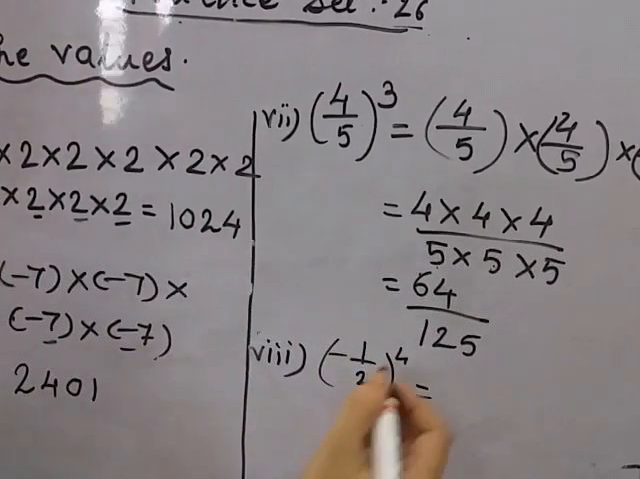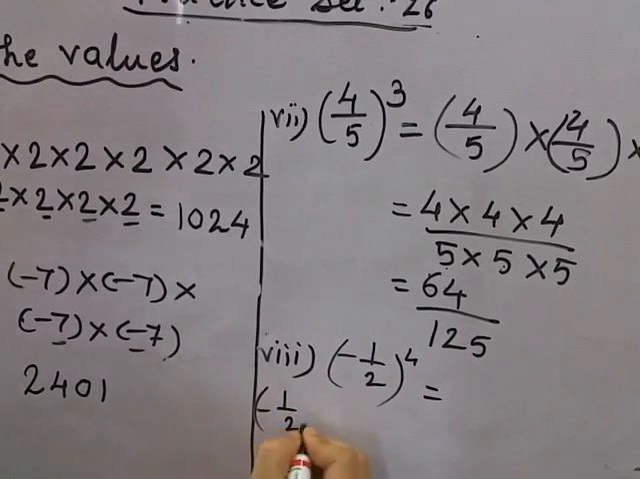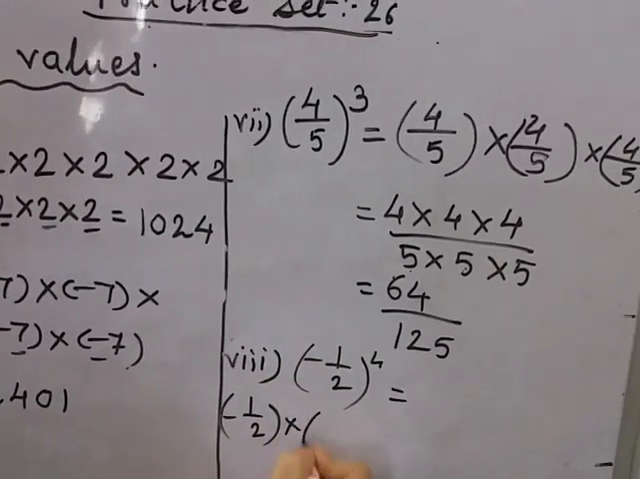Next, negative 1 upon 2 raised to 4. Again, write down negative 1 upon 2. How many times? 4 times. Here in this case, it's compulsory you have to write this negative sign.